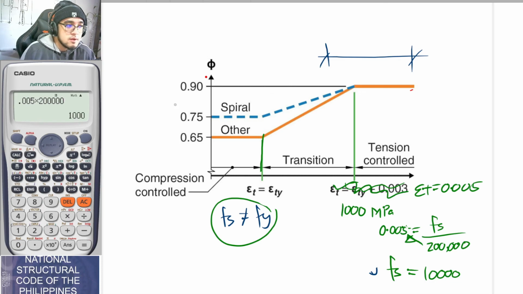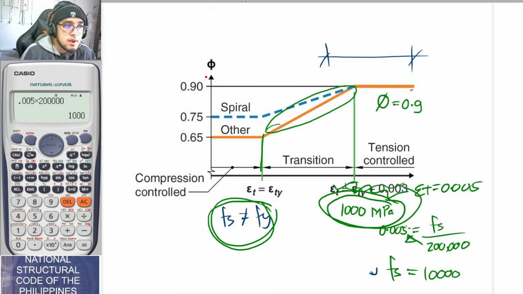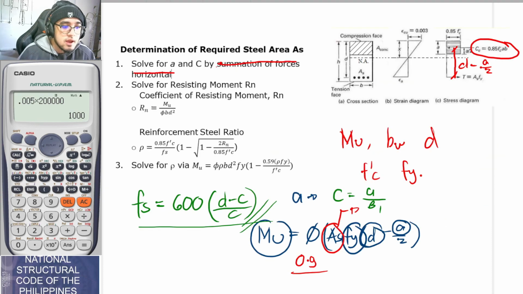So 1,000. If you already have solved for your Fs, check nyo siya. If it is greater than 1,000 megapascal, it means that your phi is equal to 0.9. And if it is less than 1,000 megapascal but still greater than Fy, then it is already transition controlled, and you will now be adjusting your value for phi accordingly. But if your Fs is greater than 1,000, it means that your assumption is correct. So tama yung assumption natin na 0.9. Okay, so that is it.